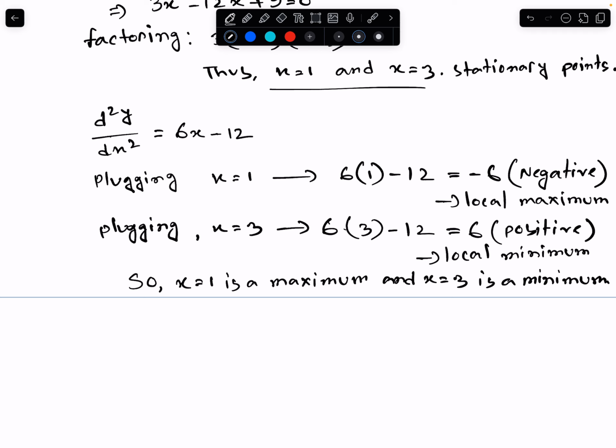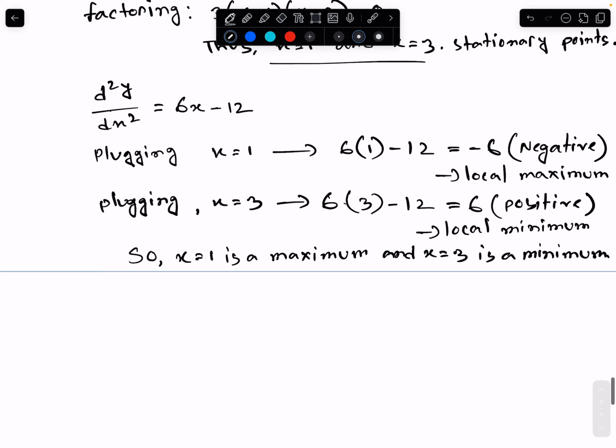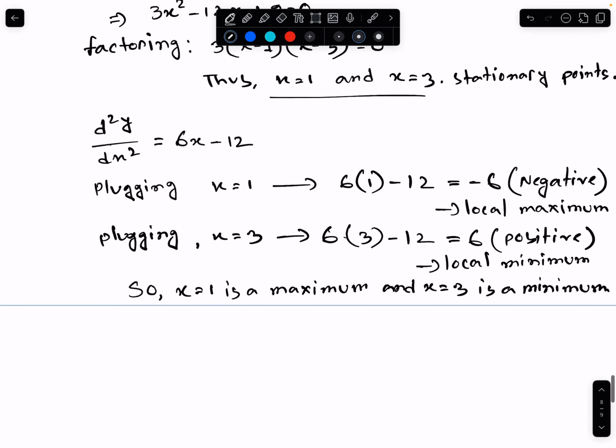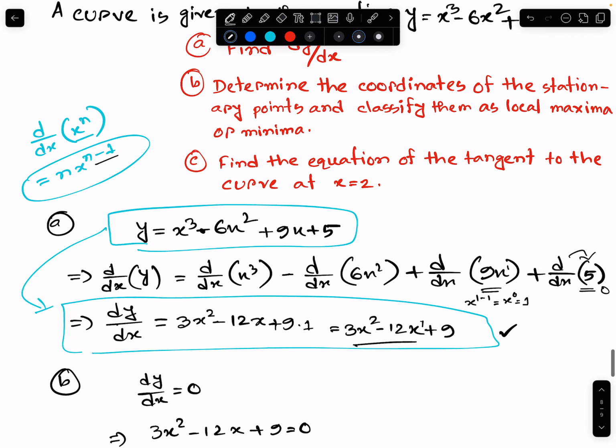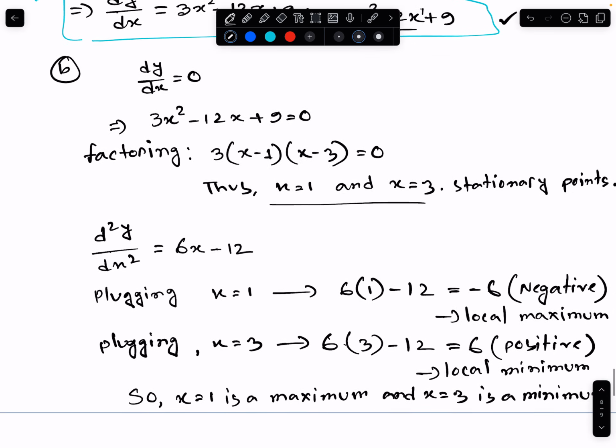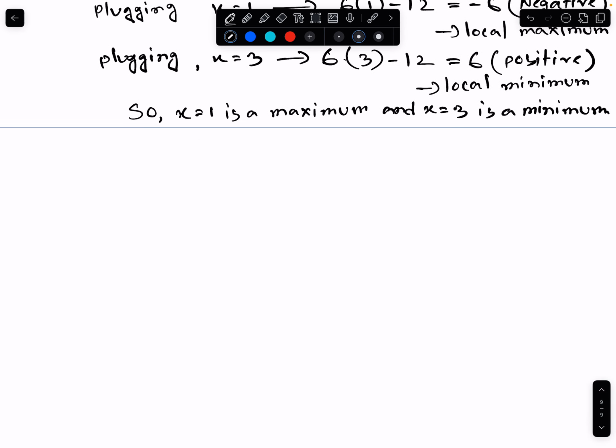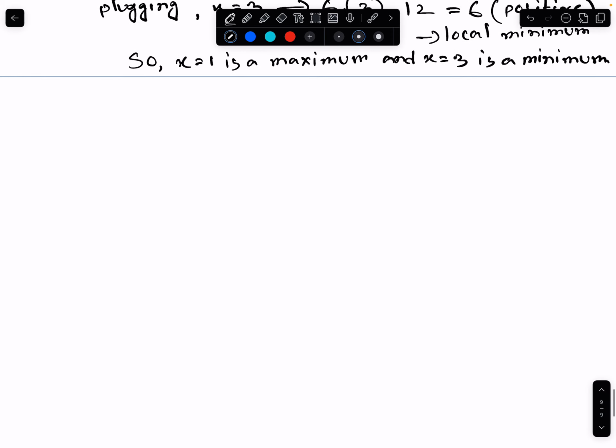That's the answer we got for the second question. And now the third question is: find the equation of the tangent to the curve at x equal to 2. So at x equal to 2 we have to find the tangent. Let's see how we solve the question.